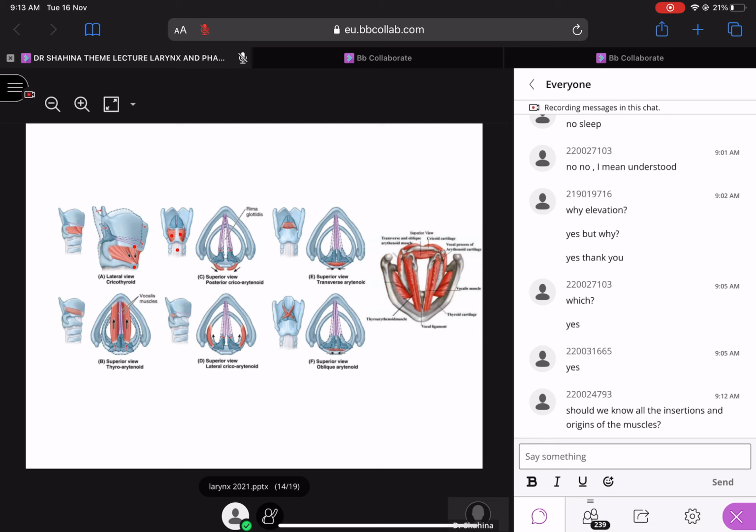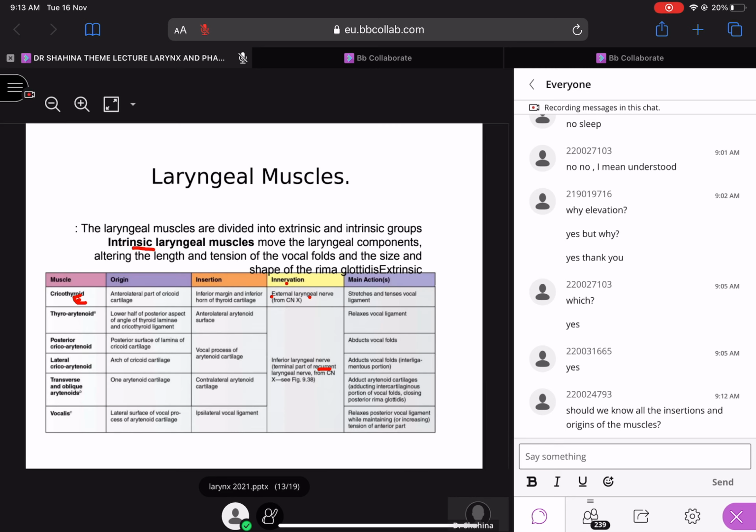That is, this is the posterior. Now this is the posterior part of which bone? This is the cricoid. So posterior crico. Now its insertion is on the arytenoid. See here, posterior cricoarytenoid. The origin is the posterior surface of the lamina of the cricoid cartilage, and this goes to the vocal, no, this is not the vocal process. This is wrong in your book. This is the muscular process of the arytenoid cartilage. Good. I have read here, so I came to know.